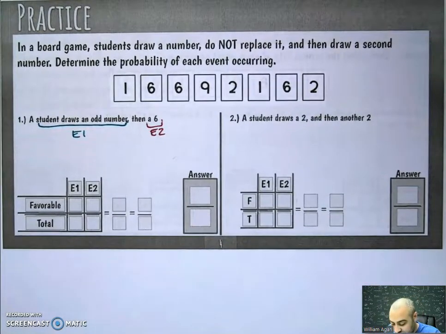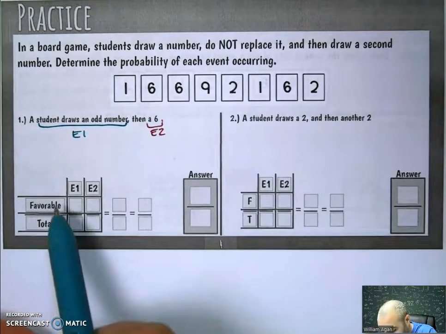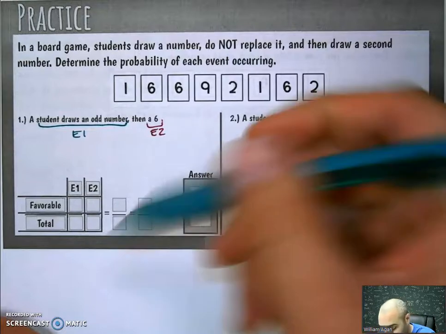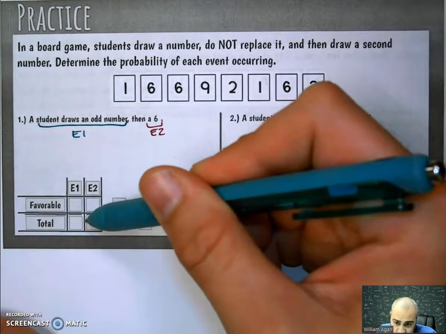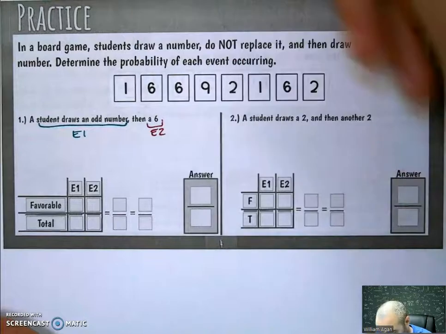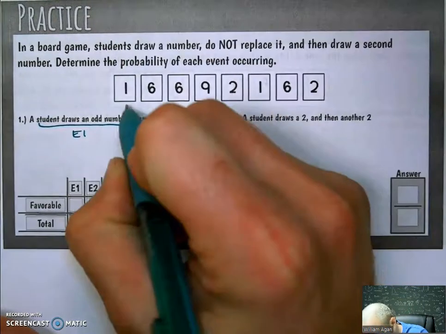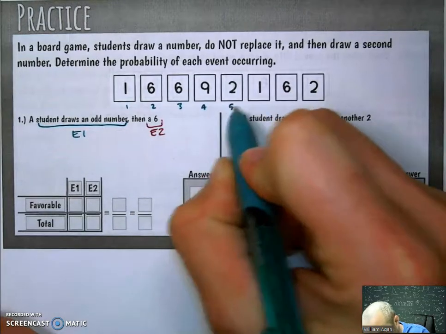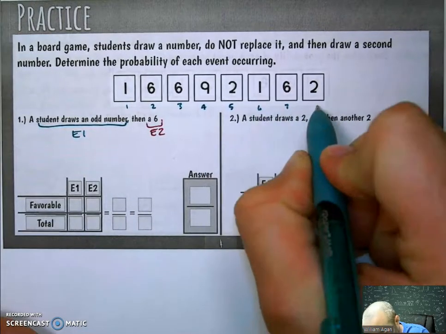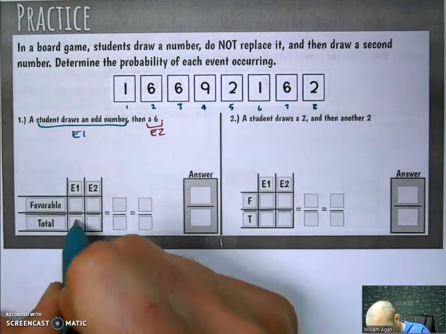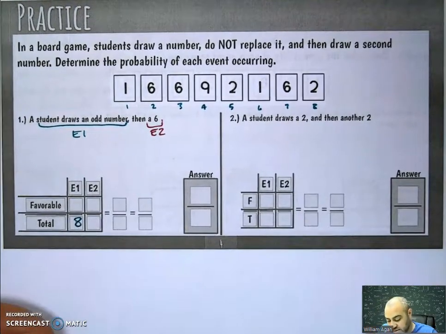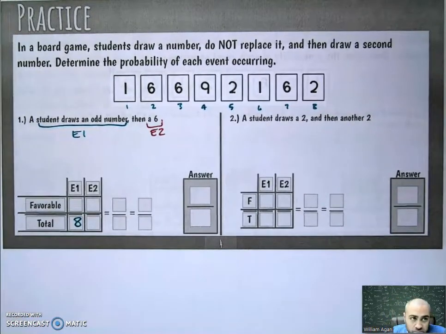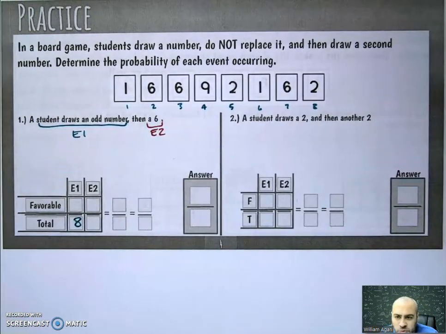So, first thing I need to know, remember, favorable over total. That's how you find probability. So, the easiest thing usually to find is the total. I have 1, 2, 3, 4, 5, 6, 7, 8 cards. So my total is 8. And how many favorable outcomes? Favorable means it's what you're trying to measure. It's what you're trying to get.